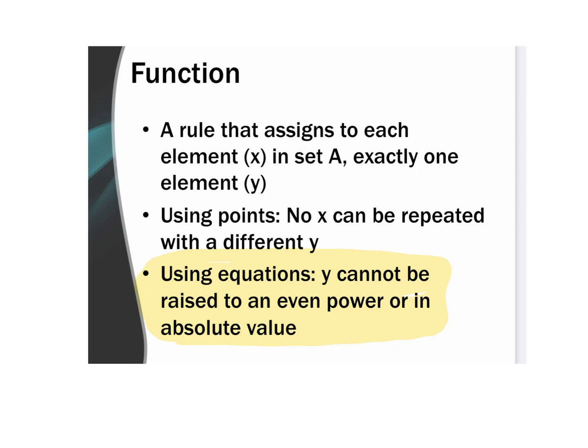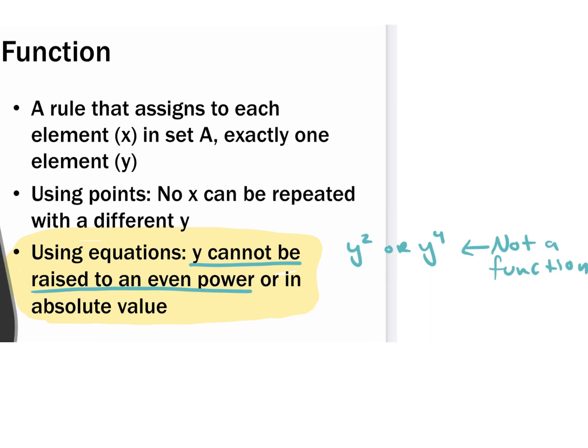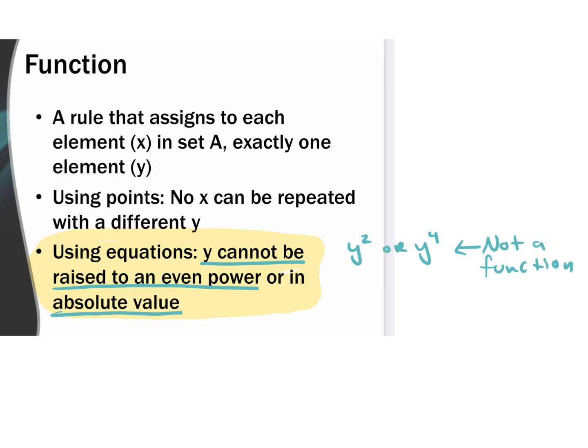So we're going to be naming something if it's a function or not. So we just have to say, yes, it's a function, or no, it's not a function. But we need to be able to tell what is a function and what's not a function. So a couple rules that we have to follow. Y cannot be raised to an even power. If I had y to the 2nd power, or y to the 4th power, y to the 6th power, this is not a function. I'll let you guys take a picture of this in a second. And then if y is in an absolute value, so if I had the absolute value of y, this is also not a function.